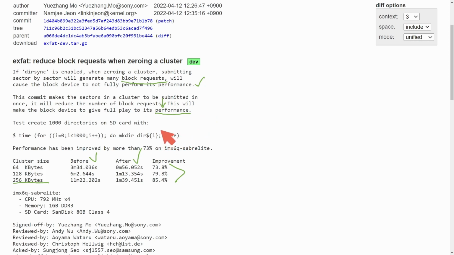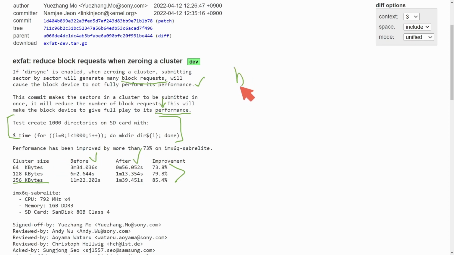How was the test done? Well, it's mentioned here, basically they create 1,000 directories on an SD card with the various cluster sizes labeled below: 64 kilobytes, 128 kilobytes, and 256 kilobyte cluster sizes.